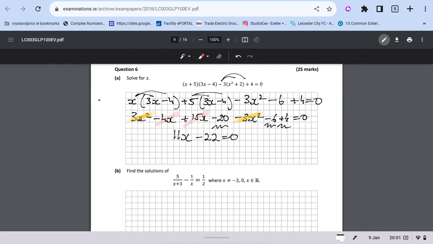Numbers one side, letters the other. And x is 22 over 11. X equal to 2.